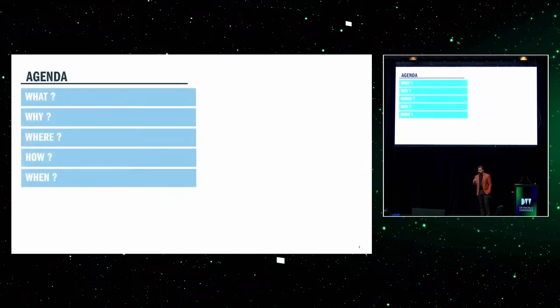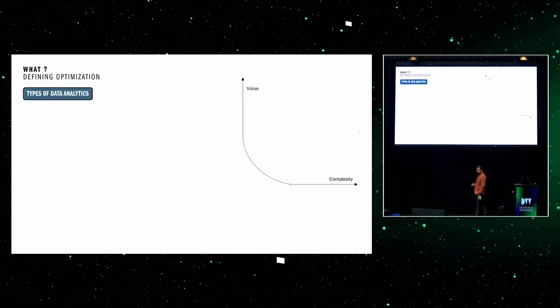So let's have a look at the core fundamentals. What is optimization? Why do we need it? Where is it implemented? How do we develop it? And when to use and when not to use optimization. So let's start with the basics.